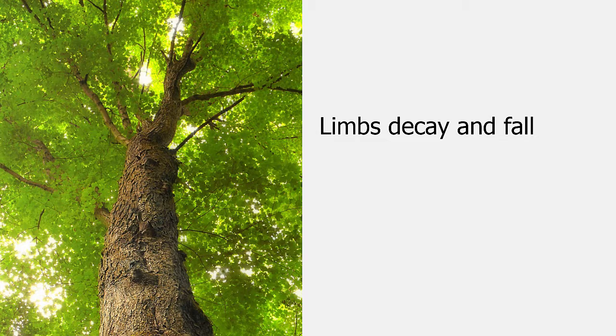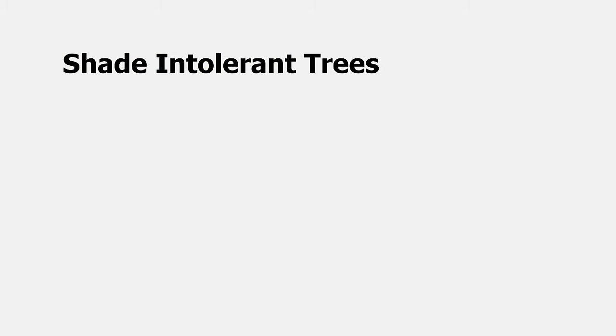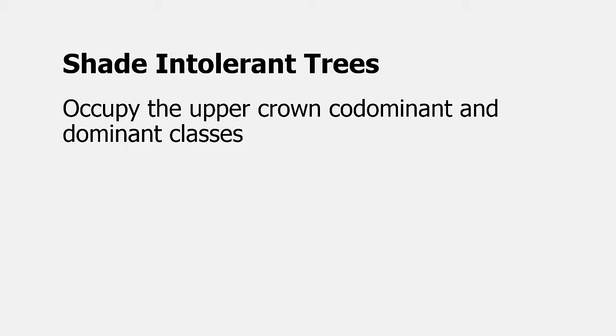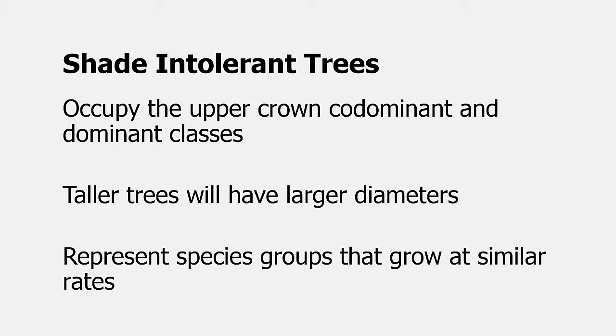Eventually, these dead limbs decay and fall, and the tree covers over the area where they grew with new wood that hides the defects and encloses a knot under clear wood. Through this process, trees produce clear lumber, which is often more valuable. In well-managed, even-age stands, shade-intolerant trees tend to occupy the upper, crown codominant and dominant classes. Logically, the taller trees will have larger diameters, and a careful observer will note that these diameter distributions represent species or species groups that grow at similar rates, such as red and black oak or yellow poplar and cucumber.